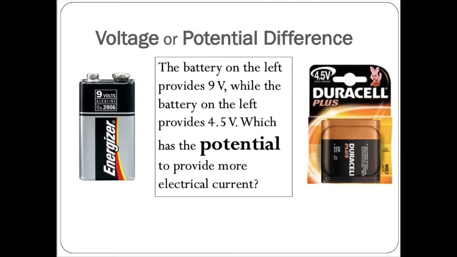Look at these two batteries. They're both marked with a voltage. The one on the left says 9 volts, the one on the right says 4.5 volts. Which one has the potential to provide more electrical current? Well, obviously it's the battery on the left because it has more voltage in it.